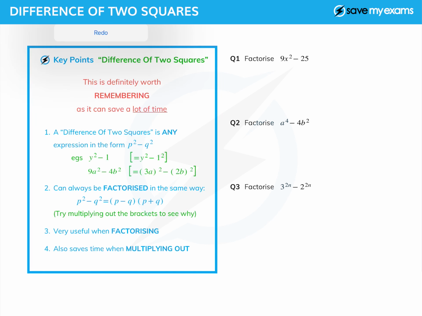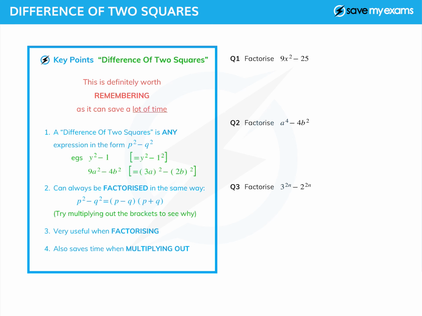So a couple of examples, we've got y squared minus 1. And yes, that is something squared minus something squared because it's y squared minus 1 squared. Okay, and then what about this one? 9a squared minus 4b squared. Well, 9 is the square of 3 and a squared is the square of a. So this is (3a) squared, and then similarly minus (2b) squared.